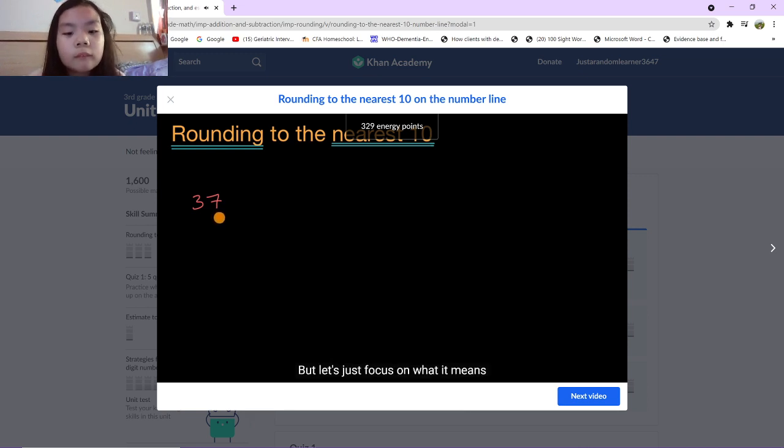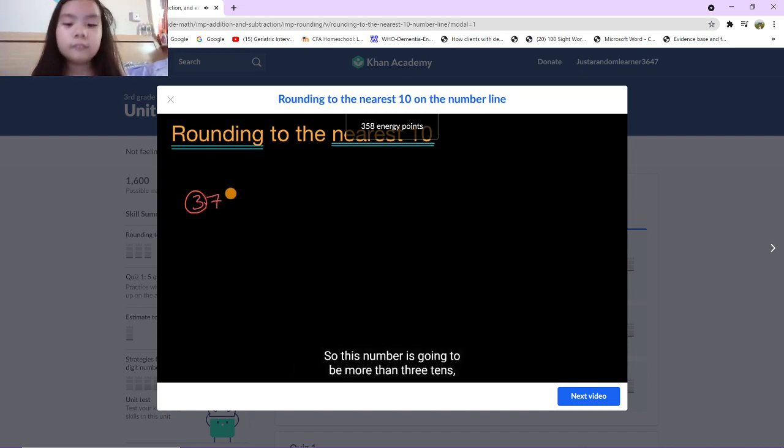But let's just focus on what it means to round to the nearest 10. So when they're talking about rounding to the nearest 10, we're going to be thinking about the tens place of the number. So we can see right over here in our tens place, we have a 3. And so that 3 represents 3 tens. So the number 37, it's 3 tens and 7 ones. So it is more than 3 tens, and it's going to be less than 4 tens.